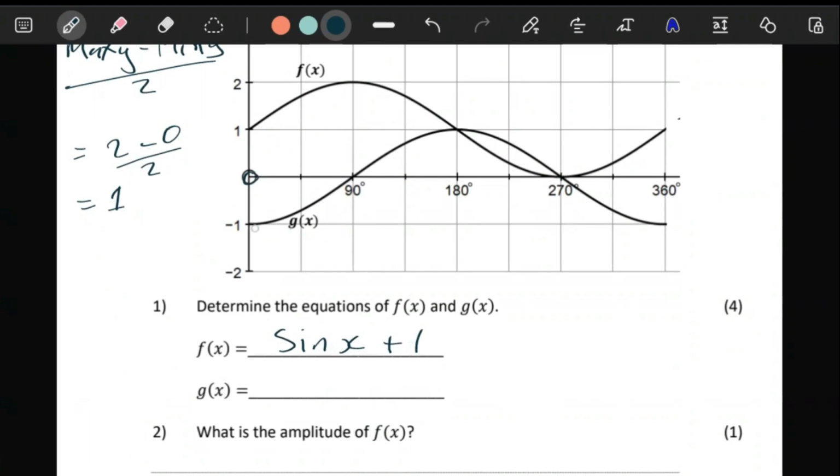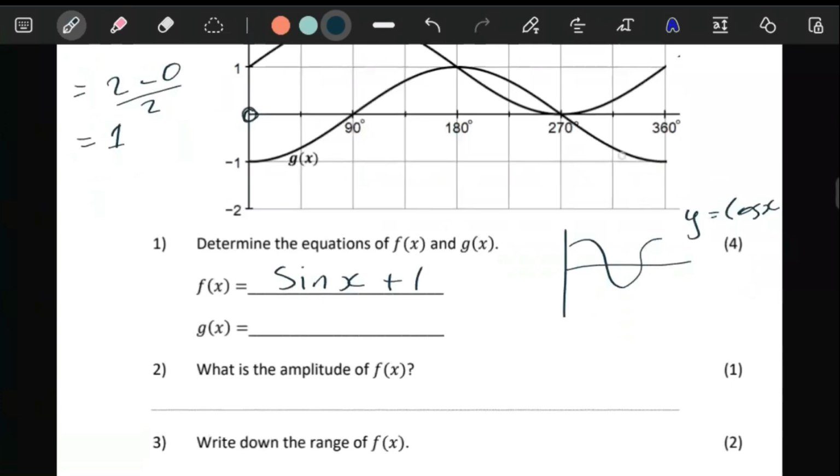The graph of g, just with the way it's looking, you can see it's looking like a negative cos graph, because a standard cos graph would look like this. This would be y is equal to cos x. The amplitude would be 1, the frequency would be 1, and it would not be moved up or down. The moment you see a minus cos x, that graph starts by going downwards.